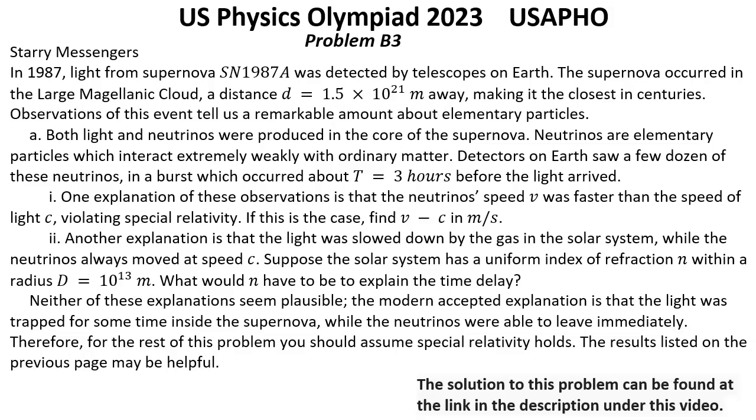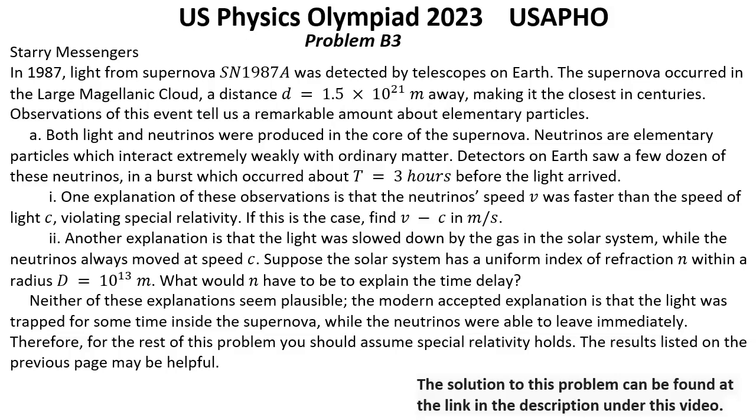The supernova occurred in the Large Magellanic Cloud, a distance d equal 1.5 × 10^21 meters away, making it the closest in centuries. Observations of this event tell us a remarkable amount about elementary particles.